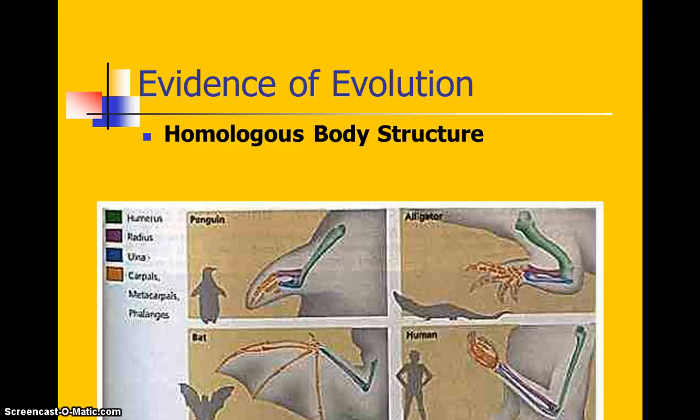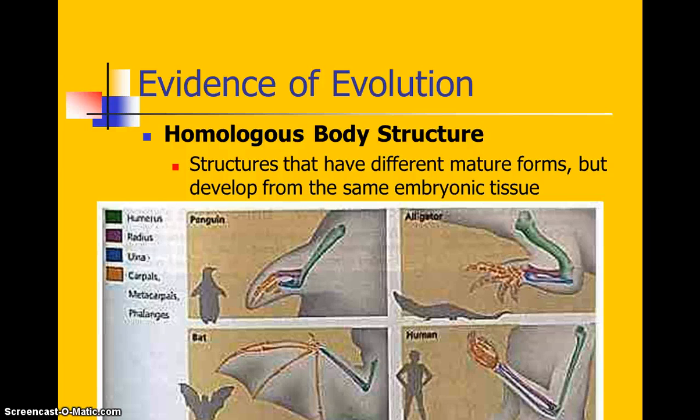Homologous body structure. So what that means is they're going to have similar body structures with the bones and the carpals. So structures that have different mature forms but develop from the same embryonic tissue. So like a penguin has the same bone structures as we do, except for our metacarpals, or our fingers, have developed more. Same with alligators and bats.